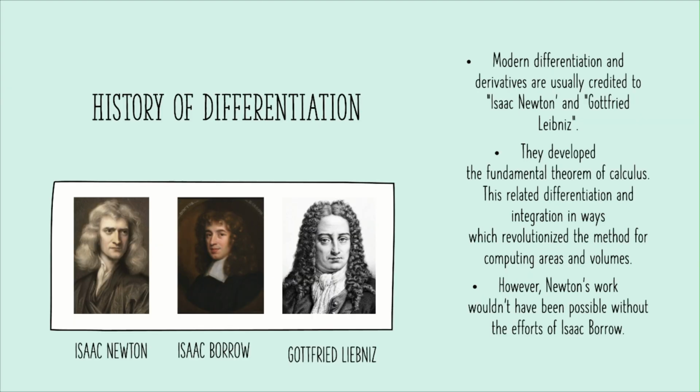History of differentiation. Modern differentiation and derivatives are usually credited to Isaac Newton and Gottfried Leibniz. They developed the fundamental theorem of calculus. This related differentiation and integration in ways which revolutionized the method for computing areas and volumes. However, Newton's work would not have been possible without the efforts of Isaac Barrow.